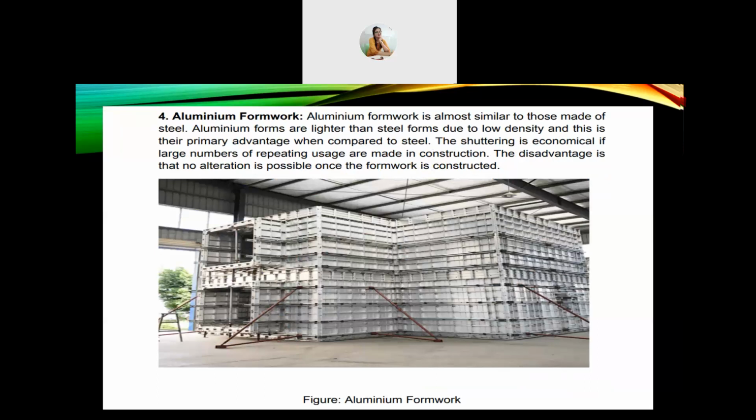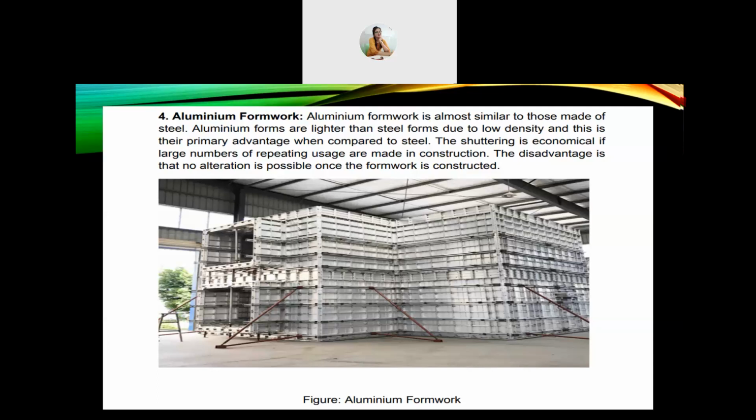For aluminium formwork. Aluminium formwork is almost similar to those made of steel. Aluminium forms are lighter than steel forms due to its low density, and this is their primary advantage when compared to steel. So the shuttering is economical if large numbers of repeating usage are made in construction. The disadvantage is that no alteration is possible once the formwork is constructed.